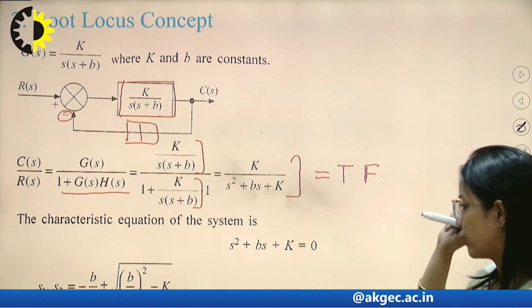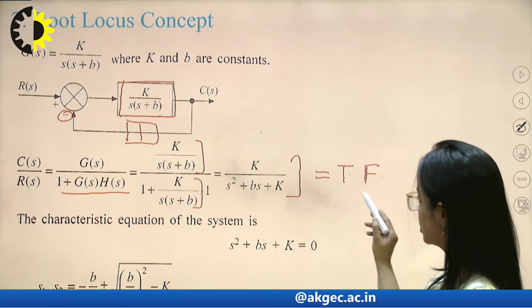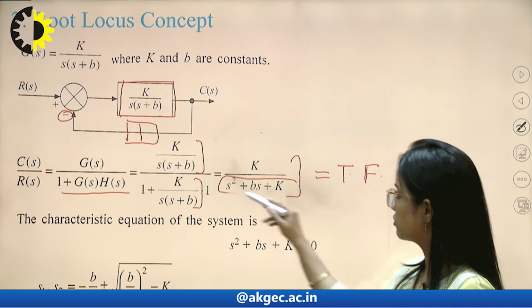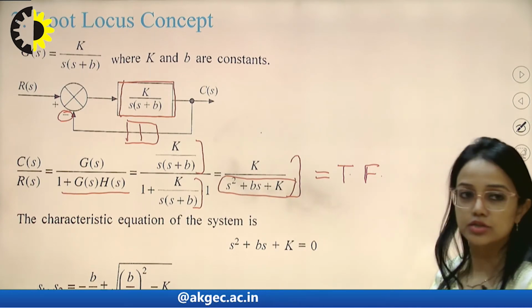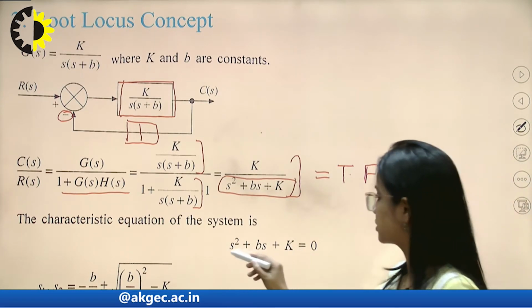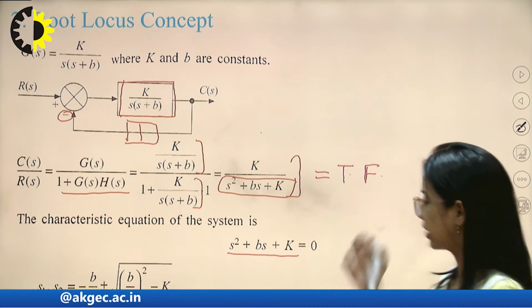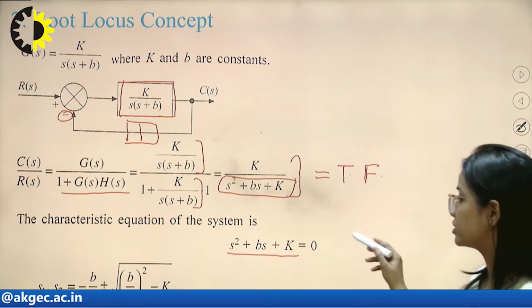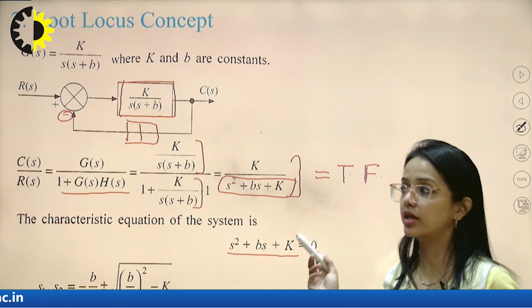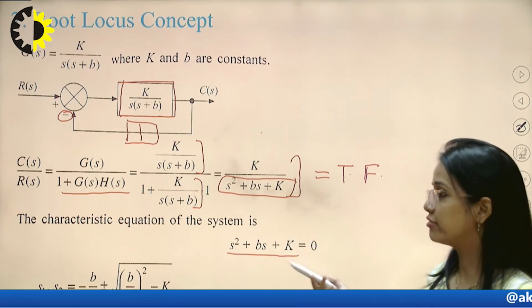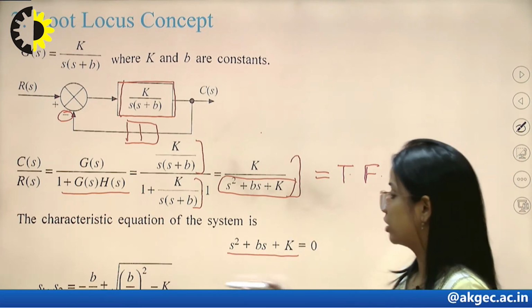Now according to this equation, the denominator of the transfer function is the characteristic equation. So the characteristic equation is s square plus bs plus k. Now solving this equation according to Sridharacharya's method, we can have the different values of poles.